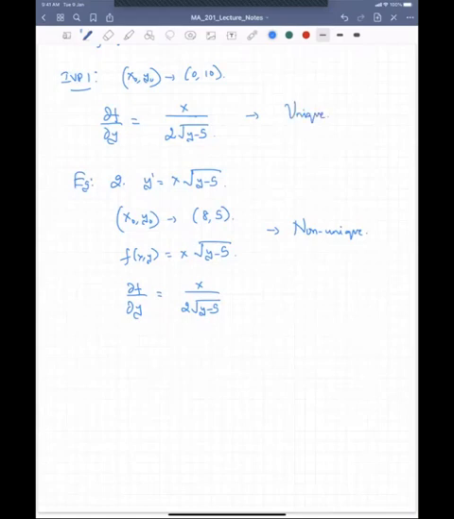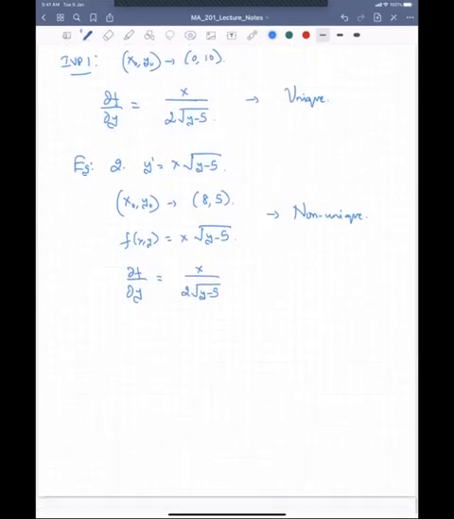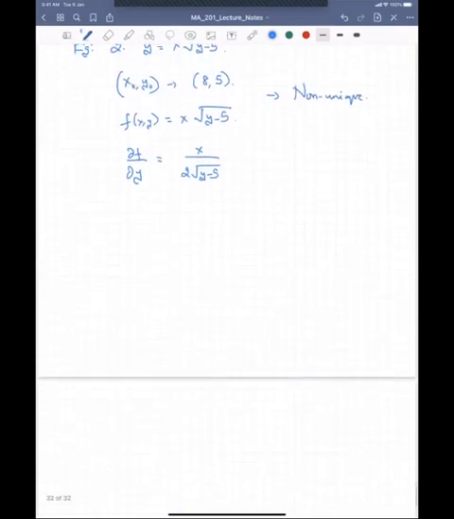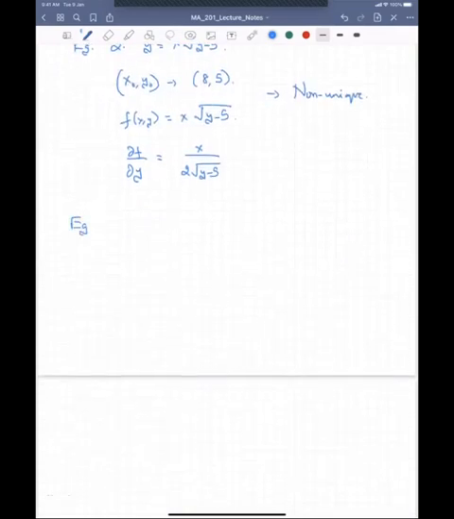Okay. So this is how practically you test whether uniqueness is true or not. And there are cases where you can test quite easily, like in this example, where a given initial value problem has a unique solution or not a unique solution. Okay. So now let us look at, yes.